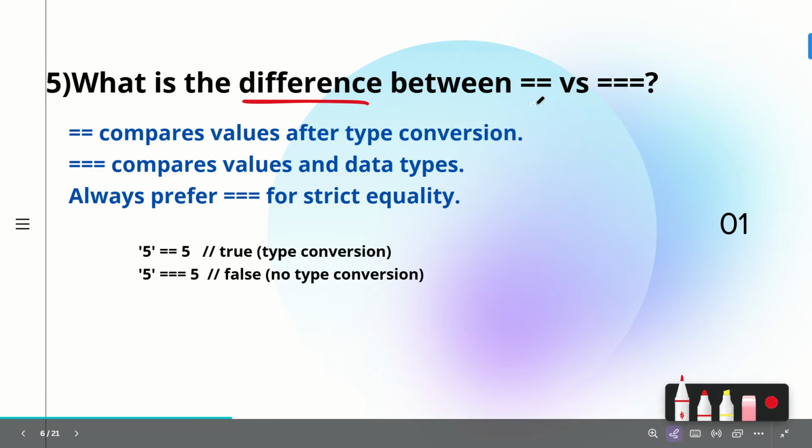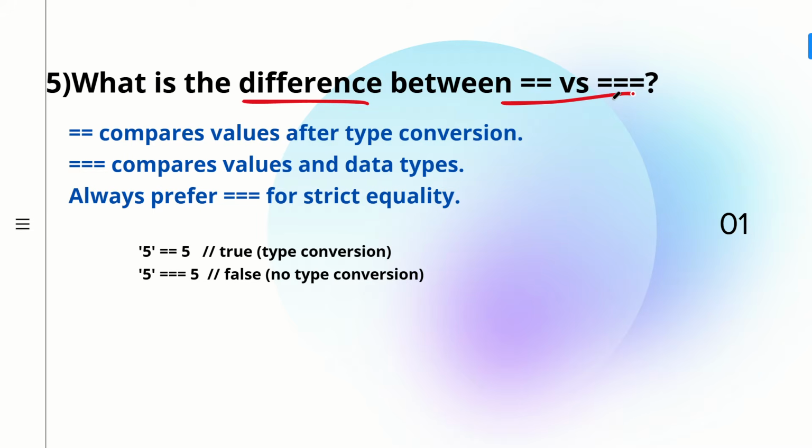What is the difference between double equals and triple equals? So double equals compares values after type conversion. There is some kind of coercion happening, and this is a loosely checked operator. And triple equals compares the value, and it also checks the data type. So there is no implicit type conversion, and we should always prefer triple equals for strict equality.